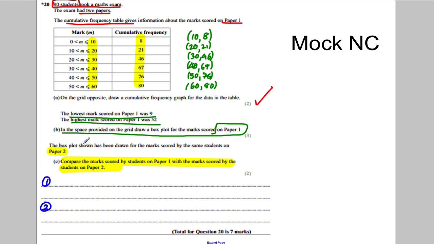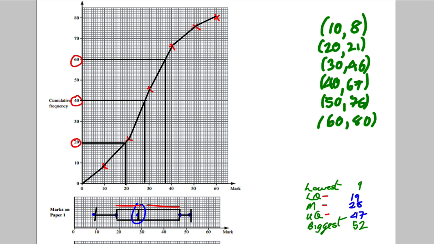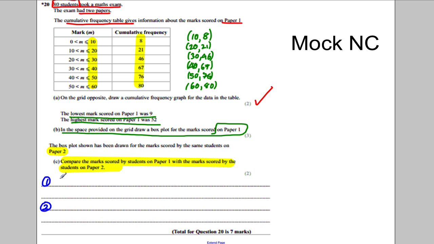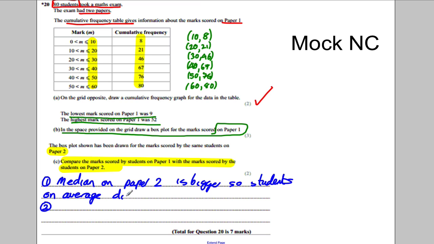So for the first mark, we're going to state that the median on paper 2 is bigger. So students, on average, did better on paper 2.